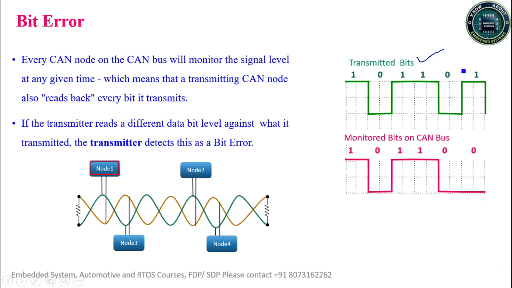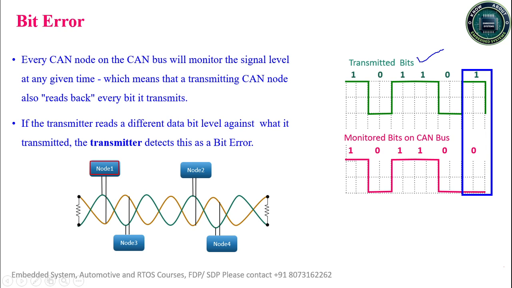Bit error means whenever you are transmitting the recessive bit or dominant bit, the status should be reflected back from your CAN bus. If there is a discrepancy, if there is any difference, then that situation is called a bit error, and CAN automatically flags this error, or it is going to indicate that there is a bit error.